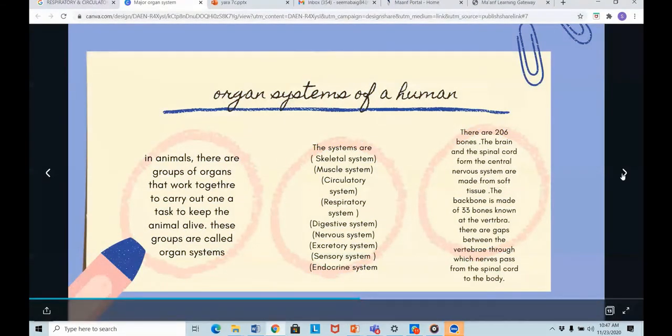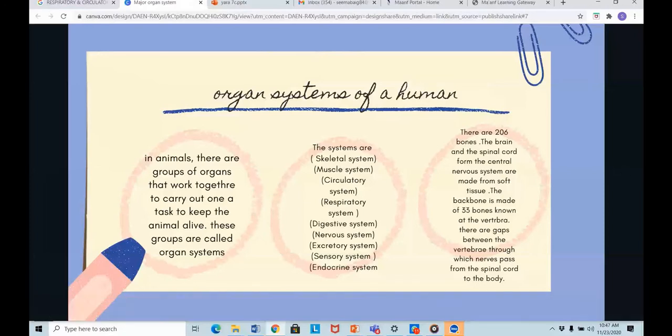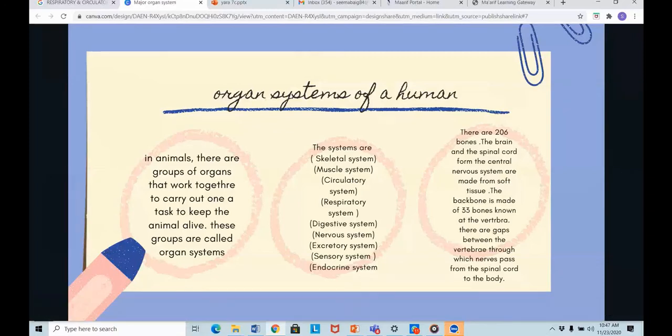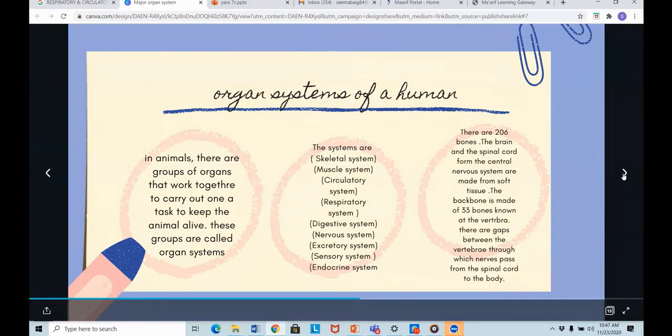Organ systems of humans. In animals, there are groups of organs that work together to carry out one task to keep the animal alive. These groups are called organ systems. The systems are the skeletal system, muscle system, circulatory system, respiratory system, digestive system, nervous system, sensory system, and endocrine system. There are 206 bones. The brain and the spinal cord form the central nervous system and are made from soft tissue. The backbone is made of 33 bones known as vertebrae. There are gaps between the vertebrae through which nerves pass from the spinal cord to the body.